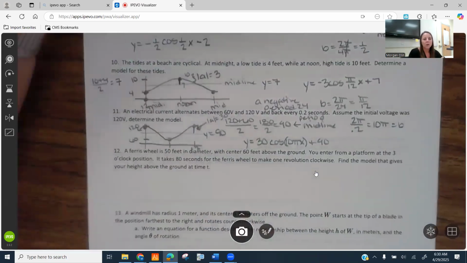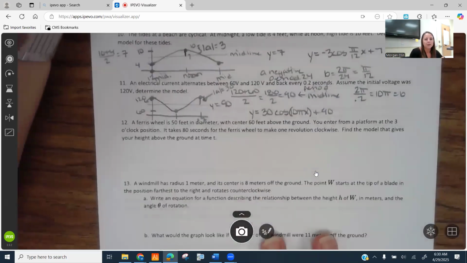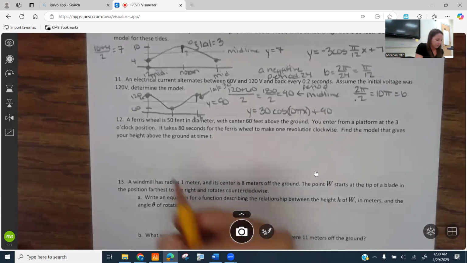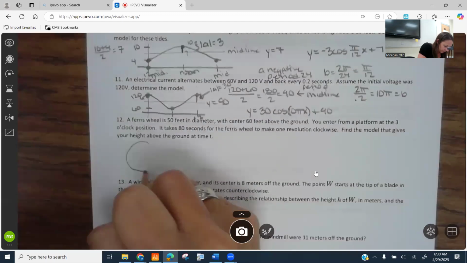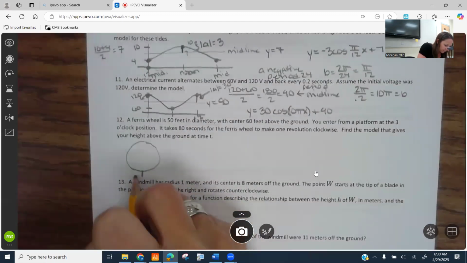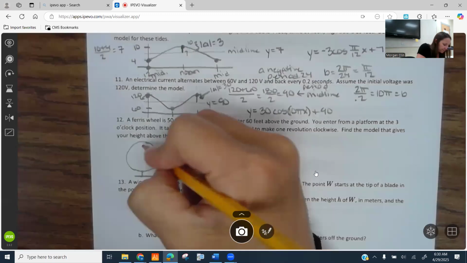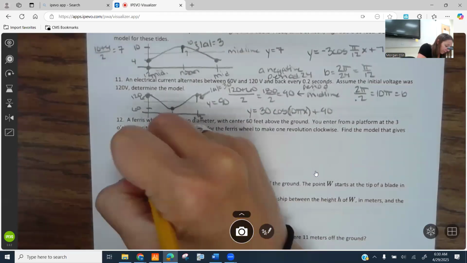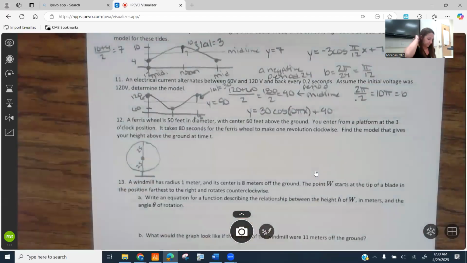All right, number 12, a Ferris wheel. A Ferris wheel is one of those things that you sit on, and it just keeps going around and around. All right, a Ferris wheel is 50 feet in diameter. So it's sitting on something right here. Okay, 50 feet in diameter. Well, what does that mean? That means a 25-foot radius on either side. So just kind of remember that.